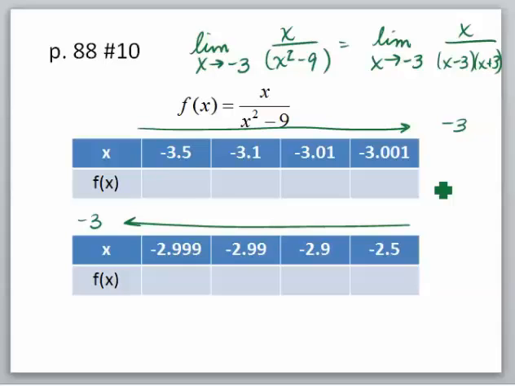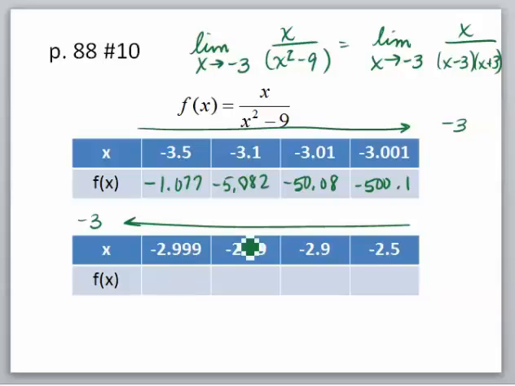I've already used a calculator, so I'm going to just fill these in. So this first one, as I'm getting closer and closer to negative 3 from the left, I first start with negative 1.077. My next number is negative 5.082. The next one is negative 50.08. And the next one is negative 500.1.